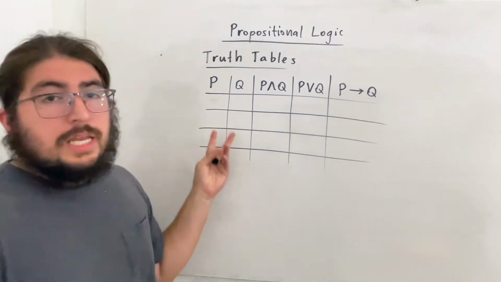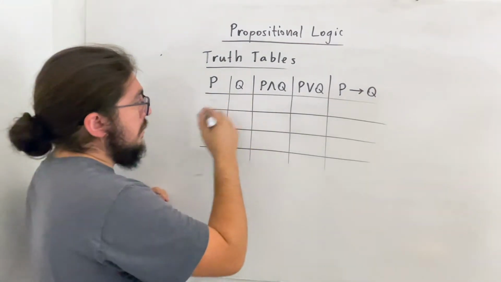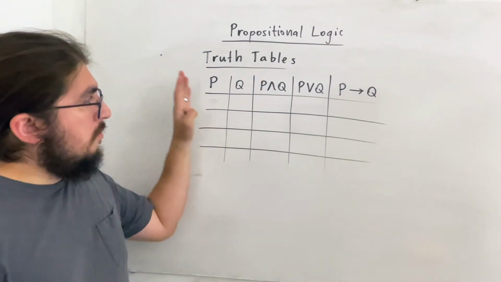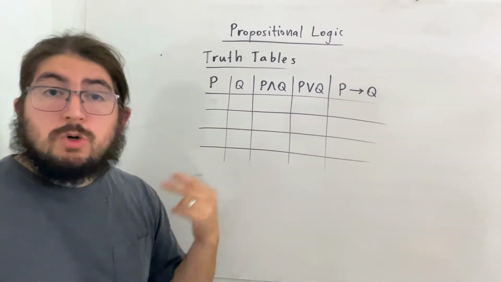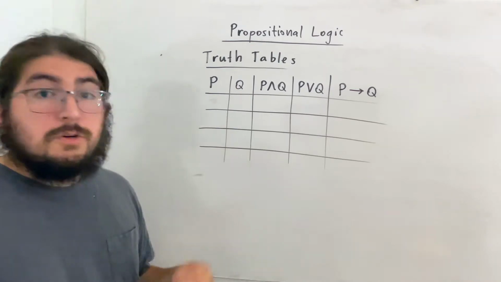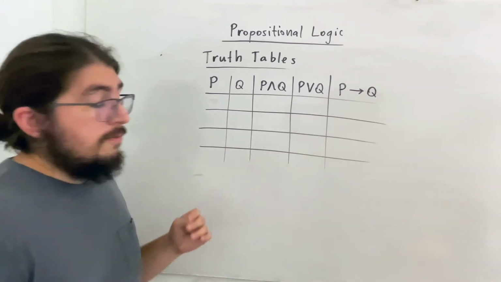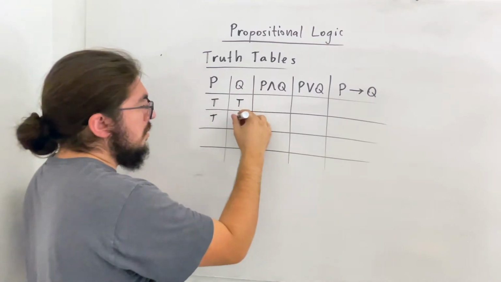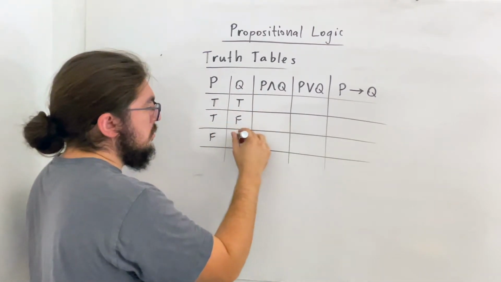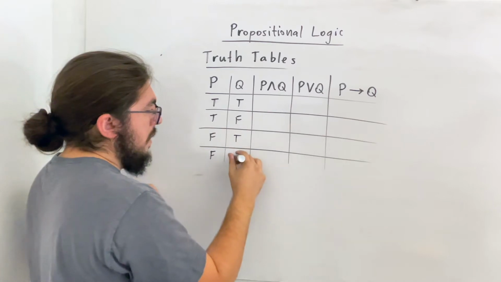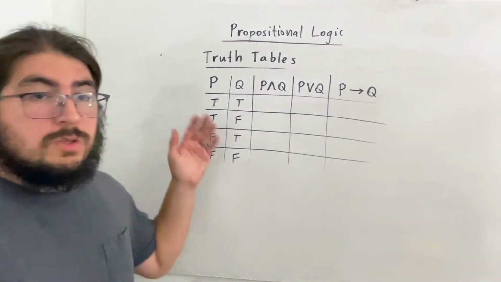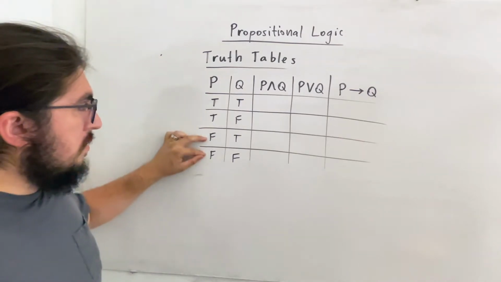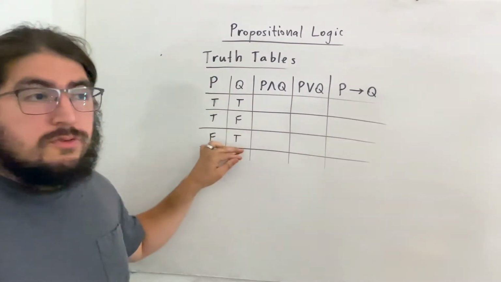So if you have two statements, P and Q, there are actually a total of 4 combinations, because if P is true or false and Q is true or false, you have 2 choices for each of them, and 2 to the second power is 4. So we have true, true, true, false, false, true, or false, false. And the way I like to think of this is you start with the first one, and you write true, true, false, false, and then for the second it's true, false, true, false.